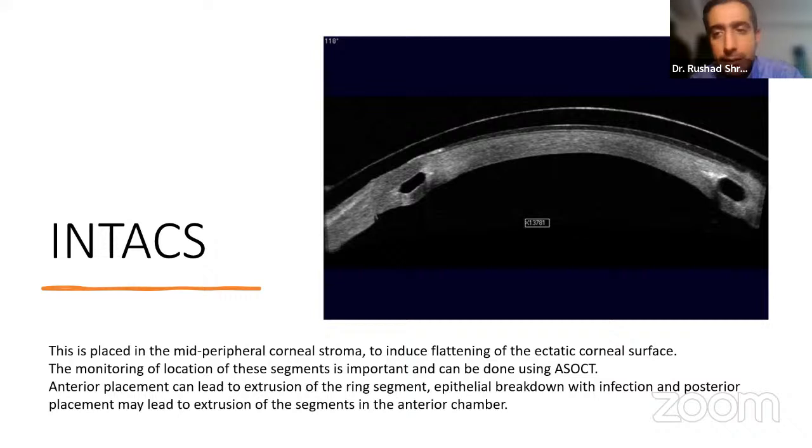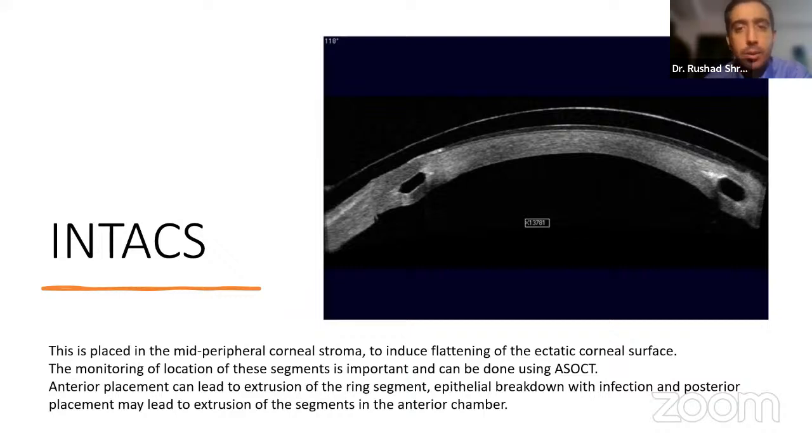Now, this is an image of, again, an ASOCT. What you can see here is these two hyporeflective channels. These are called Intacs rings or intracorneal ring segments. You have two types. You have the Kera rings and the Intacs rings. Basically, these are placed about three-fourths of the way down in the mid-peripheral cornea. And the reason why these are placed is to create a tensile effect on the periphery of the cornea to flatten the center of the cornea.